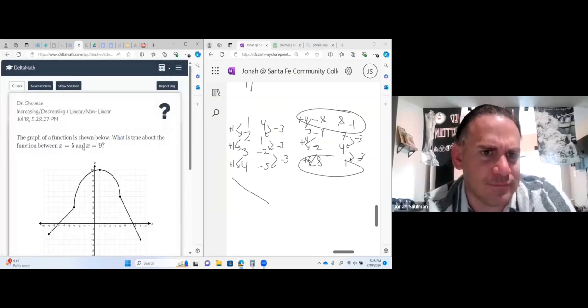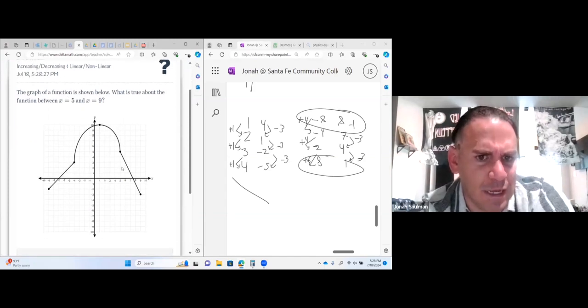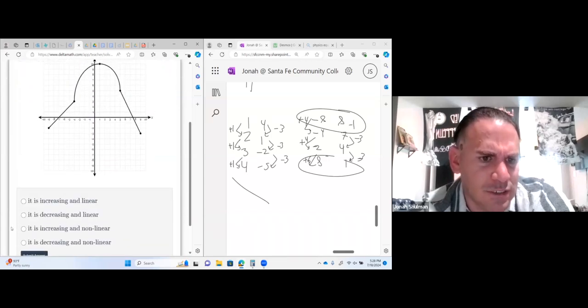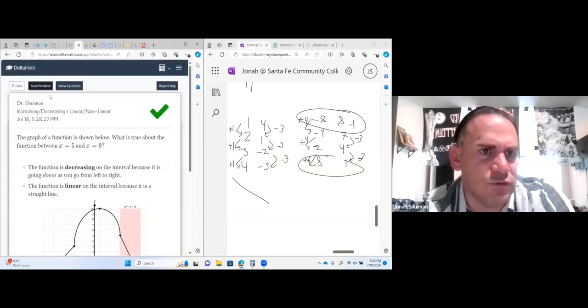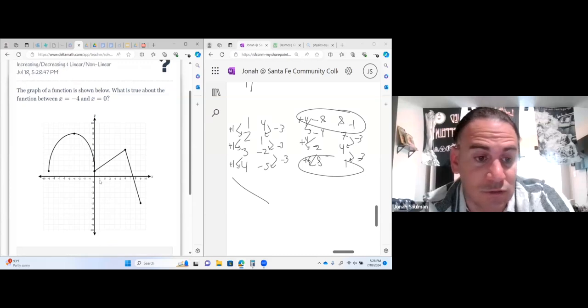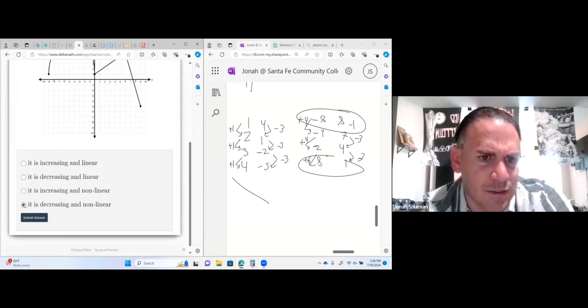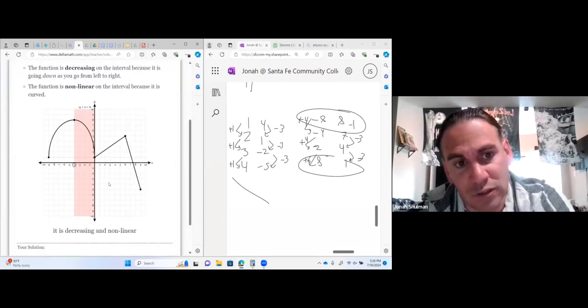Increasing and decreasing. The graph of the function is shown below. What is true about the function from x equals 5 to x equals 9? It is decreasing and linear. It's going down and it's in a straight line. We can do another one too, just for the fun of it. From -4 to 0, this is not a straight line, but it's still decreasing. Decreasing and non-linear. It's a curved line, but it is decreasing. Remember, always down, decreasing, increasing.